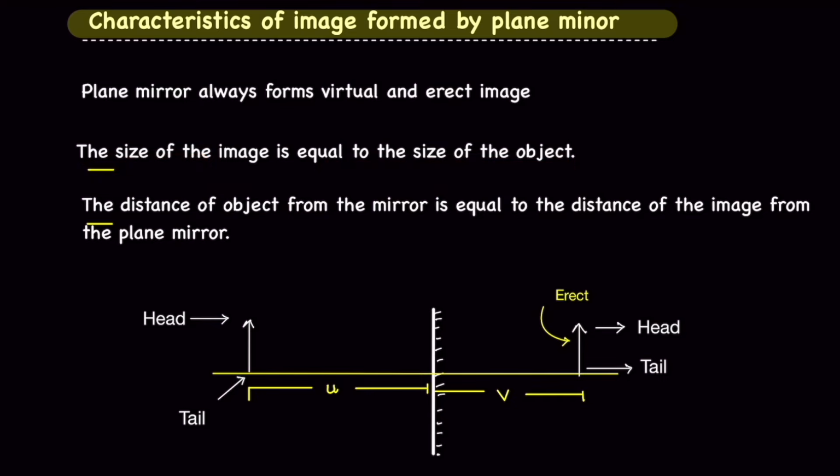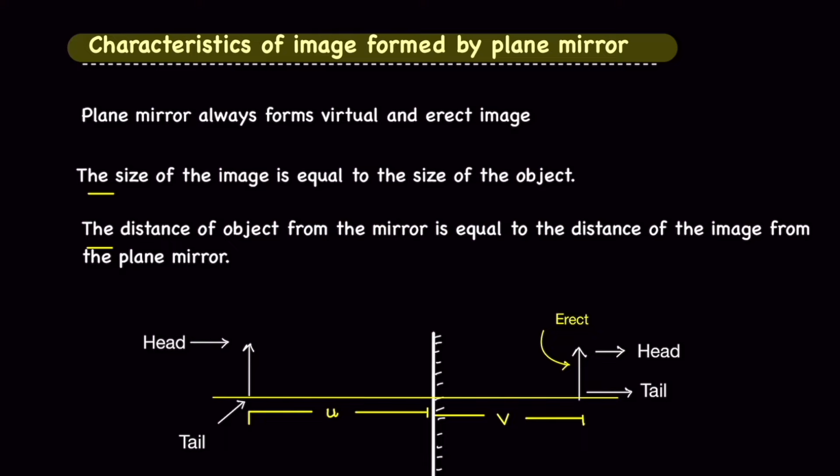And the third characteristic is that the distance of the object from the mirror is equal to the distance of the image from the plane mirror. So here u is the distance of the object from the plane mirror and v is the distance of the image from the plane mirror. So for a plane mirror, u will be equal to v. And this is the height of the object and here is the height of the image. So the height of the object is equal to the height of the image. And you see that head is matching with the head and tail matches with the tail. So all the three characteristics of the plane mirror are explained in this figure.